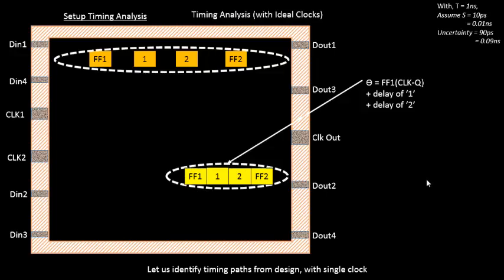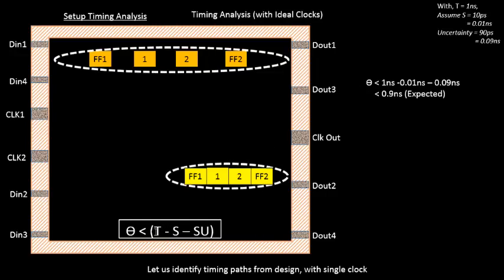This combinational delay has to meet certain criteria under the setup timing analysis with ideal clocks, and the criteria is that it has to be less than the time period minus setup time minus setup uncertainty. The details of this setup timing analysis with ideal clocks are covered in the detailed section of this course, but not over here, because we are giving an overview of the physical design flow. We will be doing a detailed analysis of how we arrived at this particular equation in the upcoming videos in the next sections. In this section, we are giving you just an overview.